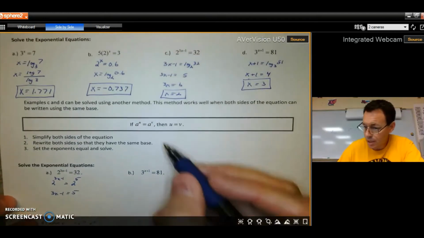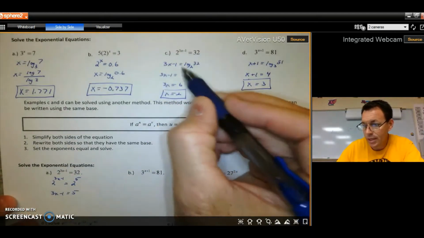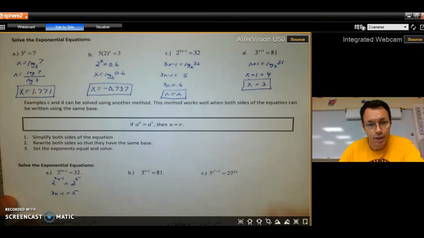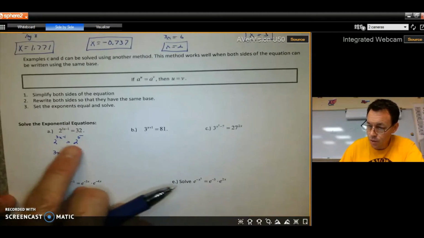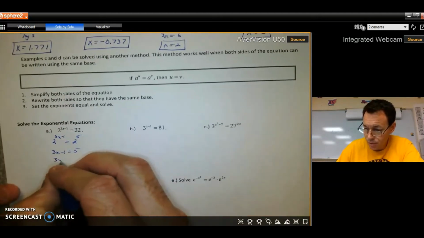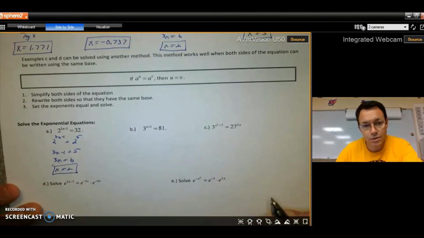We just saved ourselves this one little step, where we had to do it as a logarithm, and then we also had to do the change of base and put it in our calculator. But if you know it's a perfect power, you can just set them equal, and then you're done. 3x equals 6, x equals 2, and that's the answer.